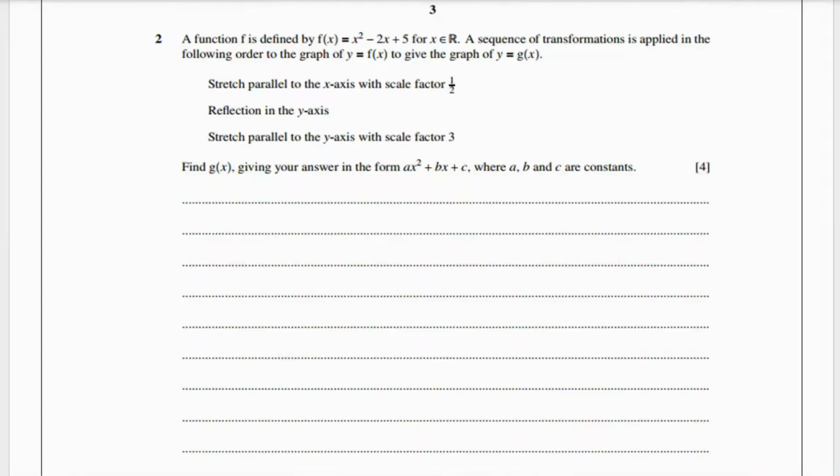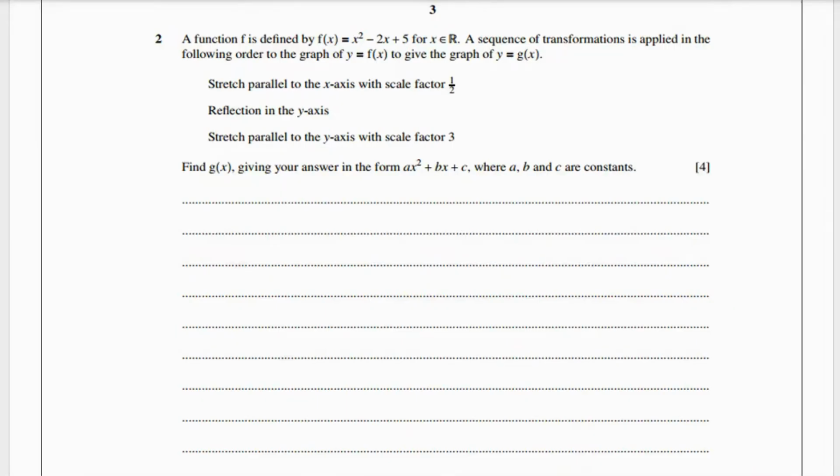And the next question says that a function f is defined by f of x equals x squared minus 2x plus 5, for x containing all real numbers, and a sequence of transformations is applied in the following order to the graph of y equals f of x, to give the graph of y equals g of x. First, we stretch parallel to the x-axis with scale factor 1 over 2, which means the x values are changing. Then we reflect in the y-axis. Again, the x values are changing. Then stretch parallel to the y-axis with scale factor of 3. Now the y values are changing. Find g of x, giving your answer in the form ax squared plus bx plus c, where a, b, and c are constants.